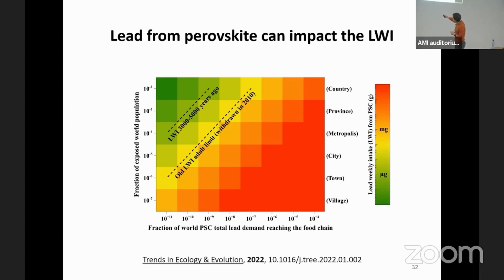The safe area is here. To be safe, we have to make sure that in a future scenario where perovskite is heavily used, only a fraction in the range of parts per billion of perovskite gets dropped into the environment. That's very tiny.